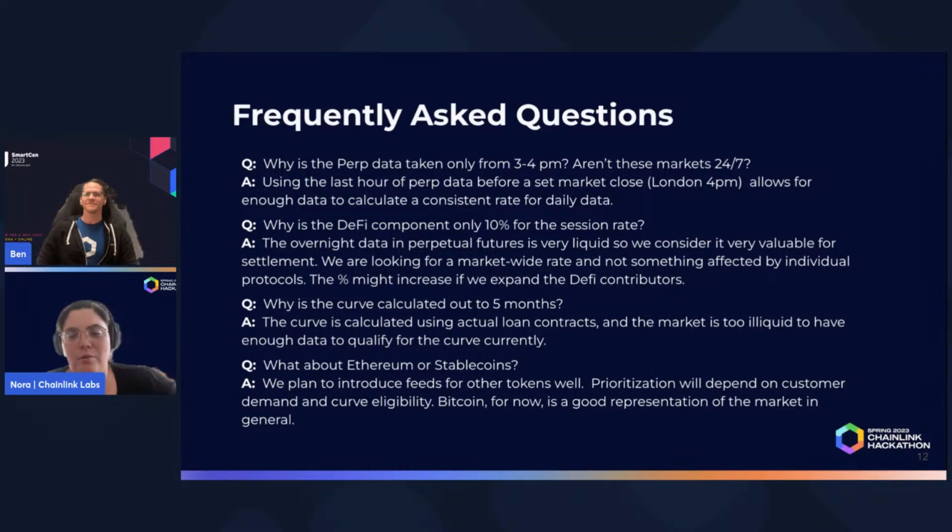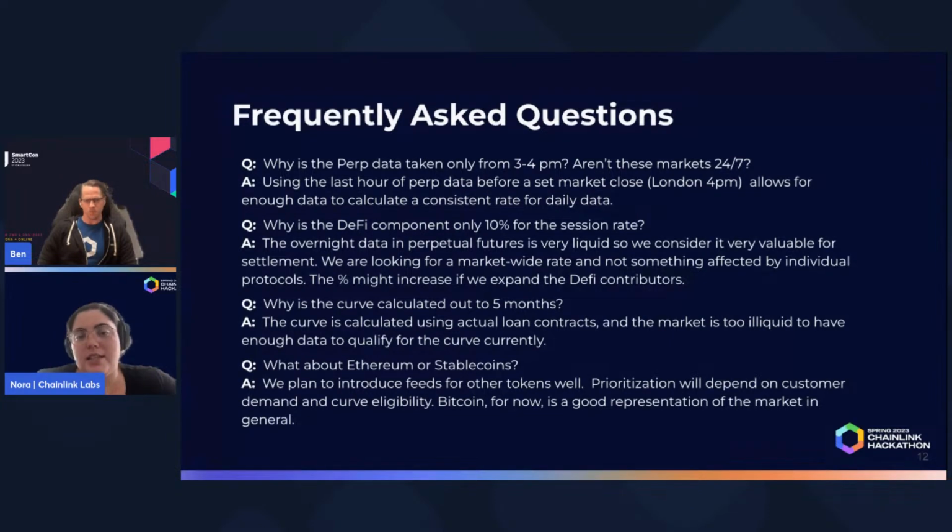So without a doubt, the most common question I get is, why is perpetual future data only taken for the last hour before London close? Aren't perpetual futures markets 24/7? Well, yes, that's definitely true. But the last hour that we use for perpetual futures data before the London close allows us enough data to calculate a consistent rate for daily data. And that way it is more in line with the same data that we see for OTC desks and DeFi, having that same consistent cutoff point.